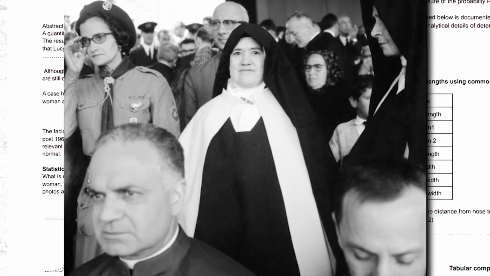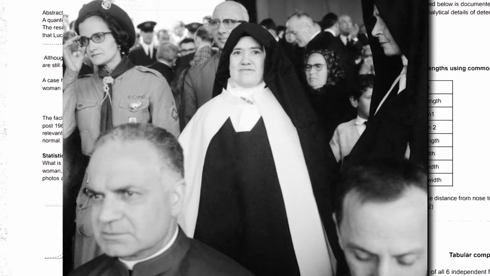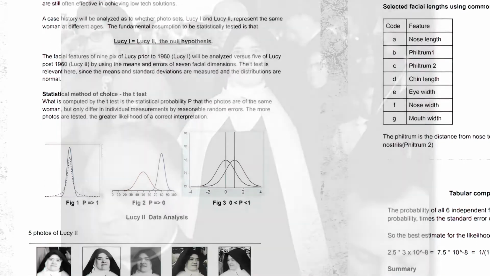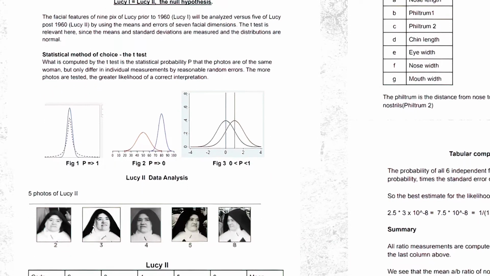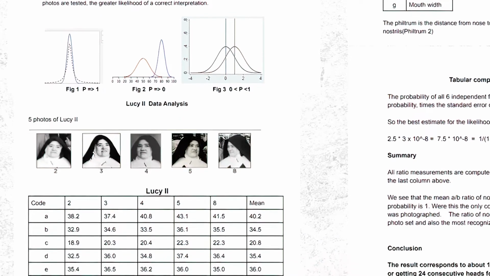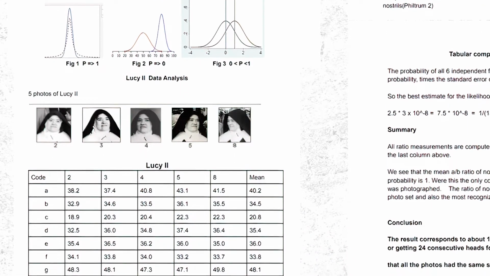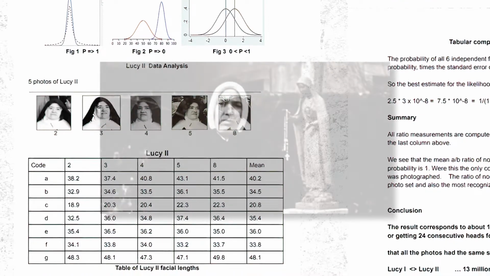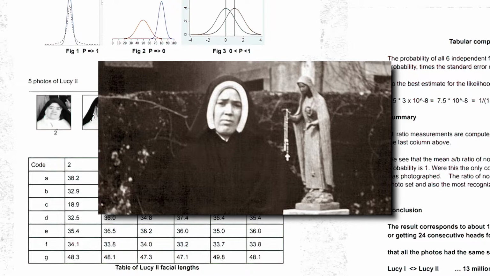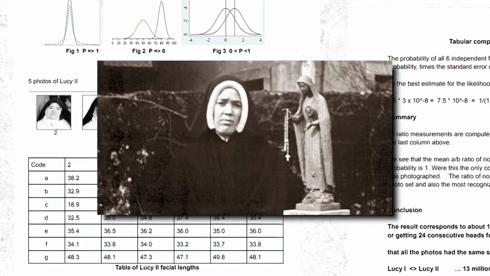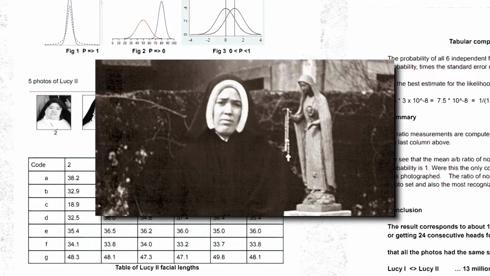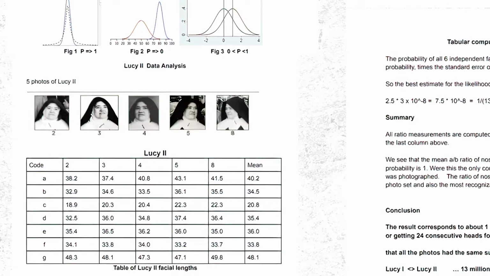the scientific method. What follows is a forensic application of the same professional statistical methods of facial recognition to 2 sets of photos that purport to be of the same person, the only difference being the report computations were done manually. Abstract. A quantitative test for the probability that 2 sets of photos are of the same woman. The result for 7 facial characteristics in each photo is that the odds are 13 million to 1 that Lucy 1 and Lucy 2 are the same person.